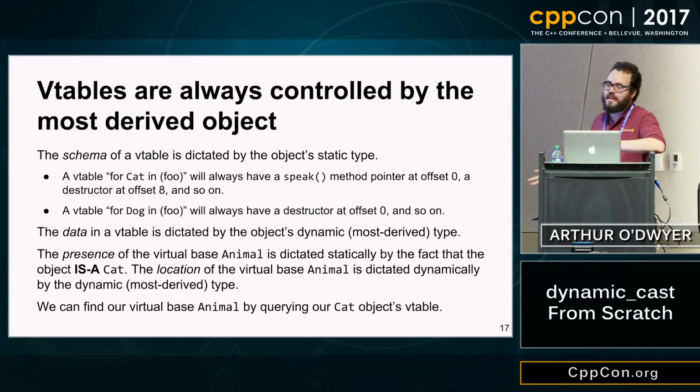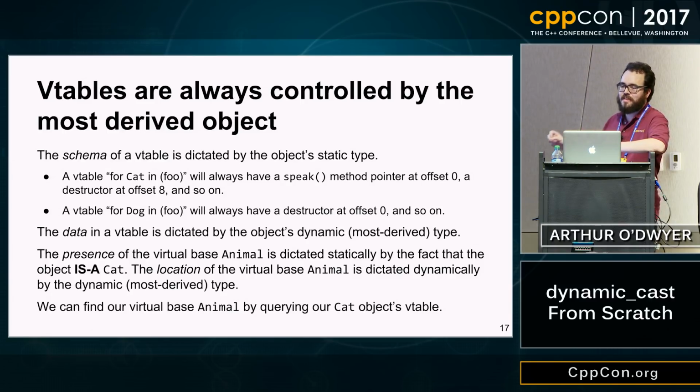They define the shape of the data. But then there's also the value of where that v-pointer points, what actually is the behavior of the speak method, what actually is the behavior of the destructor. That's the data or the values in the vtable. The schema of the vtable is dictated by the object's static type. If I know I have an animal star, or I know I have a cat star, the animal star will always point to something that looks physically like an animal. It has all of the animal bits in known places.